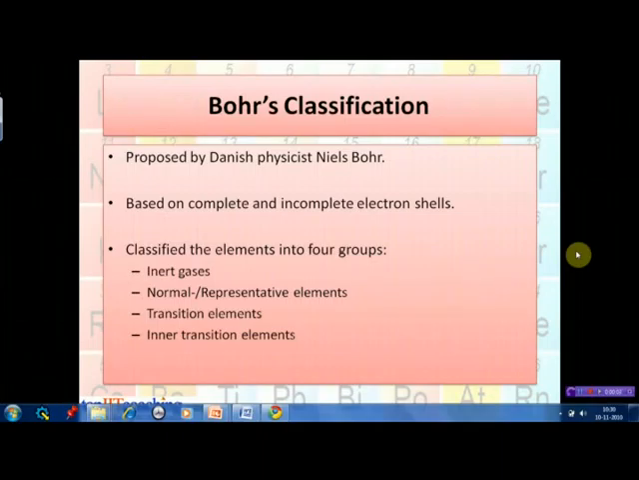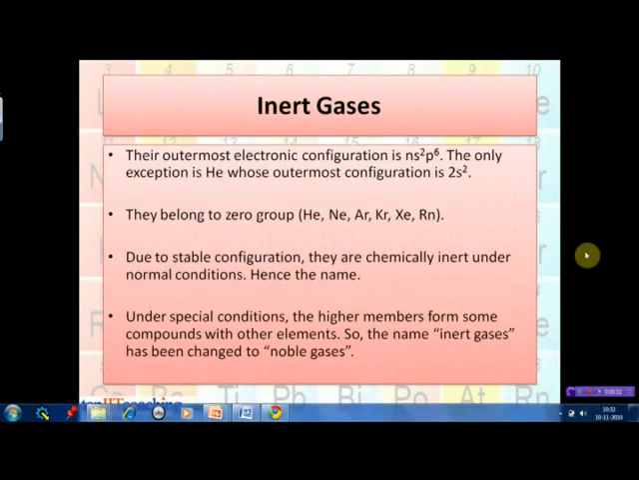Another important classification of the elements was proposed by the Danish physicist Niels Henrik David Bohr. His classification was based on complete and incomplete electron shells, on the basis of which he classified the elements into 4 groups. First is the inert gases, second is the normal or representative elements, third is the transition elements, and fourth group is the inner transition elements.